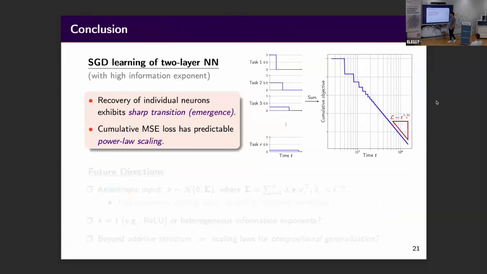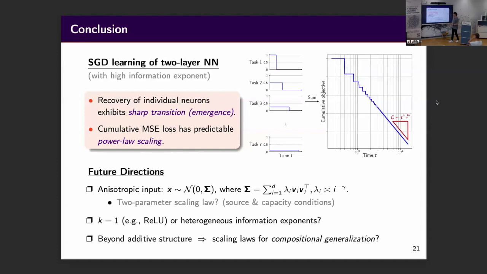Okay, let me sum up. What these two works tell you is that if we're learning a large two-layer neural network with a high information exponent activation function, then the recovery of each teacher neuron is going to have sharp transitions. But the overall loss is a sum over these emergent curves, so you get a power law with a specific exponent.